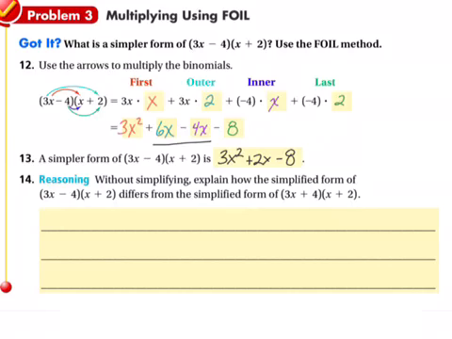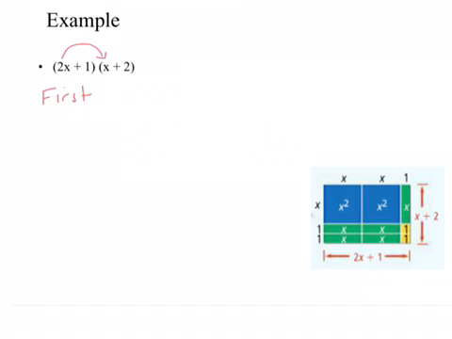Think about how the terms combined. Look under the words outer and inner in question 12 and see if you can figure out what would happen differently. And if you can't, bring it to class as a question tomorrow. Here's a binomial times a binomial, so you can use the FOIL method to solve this.